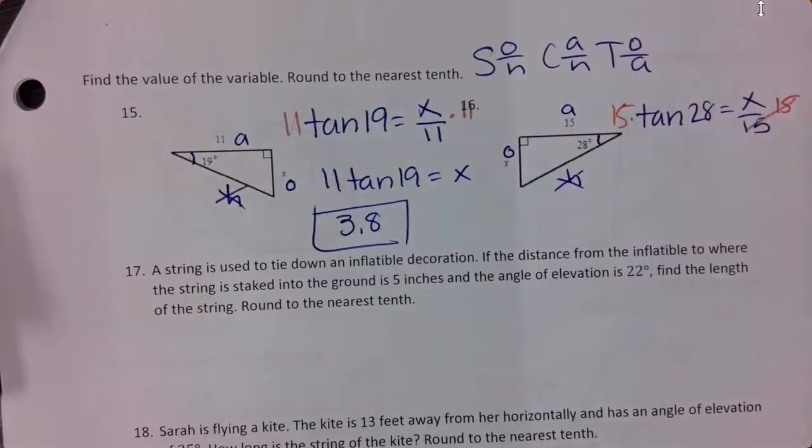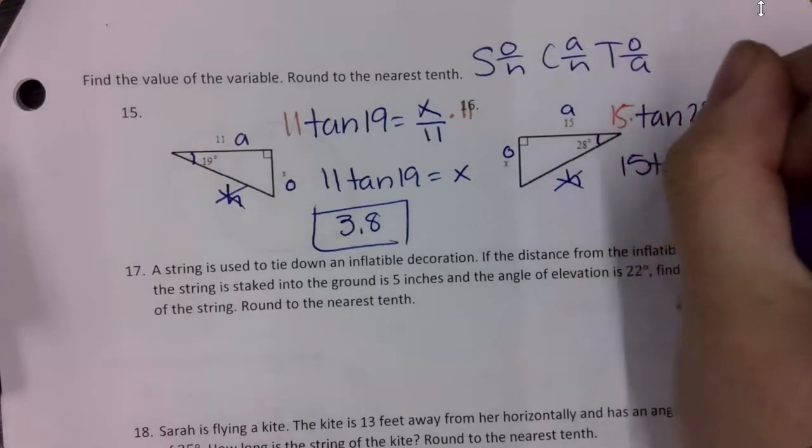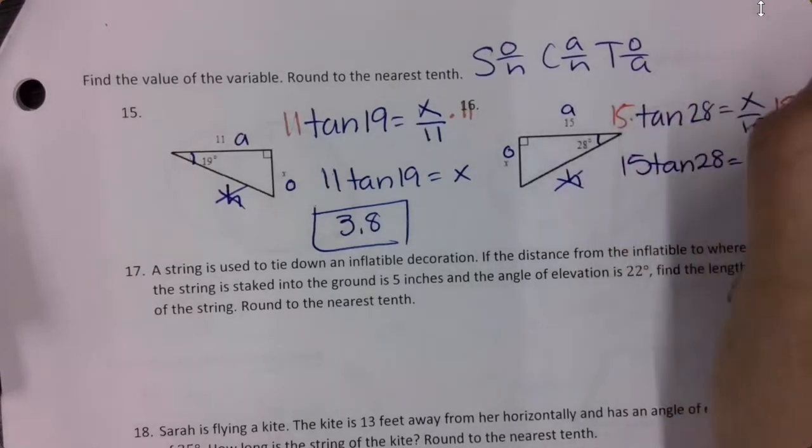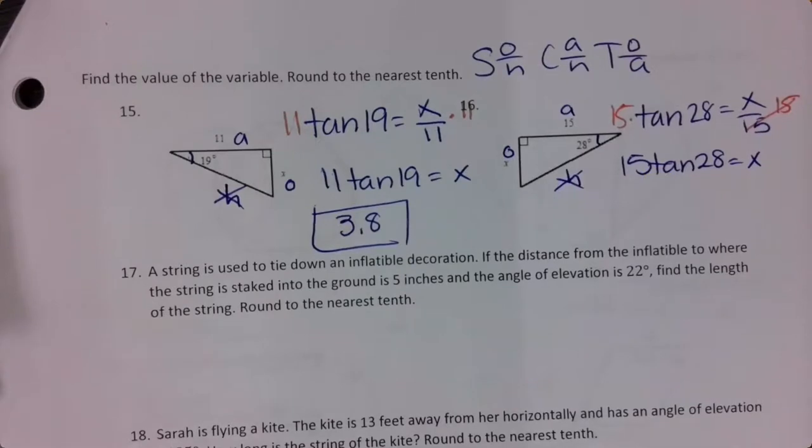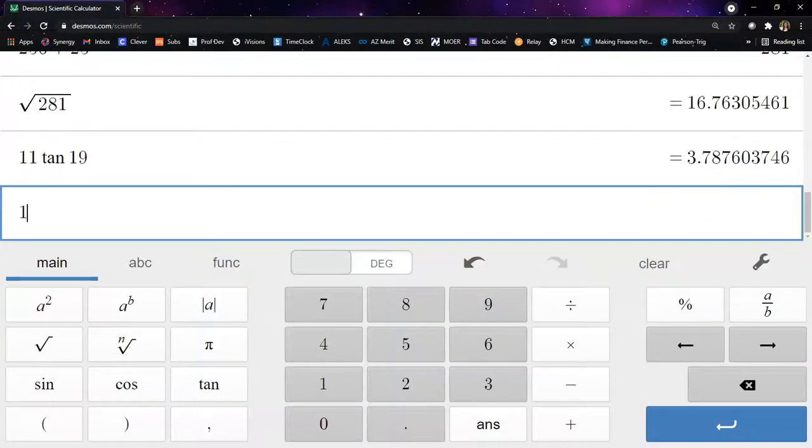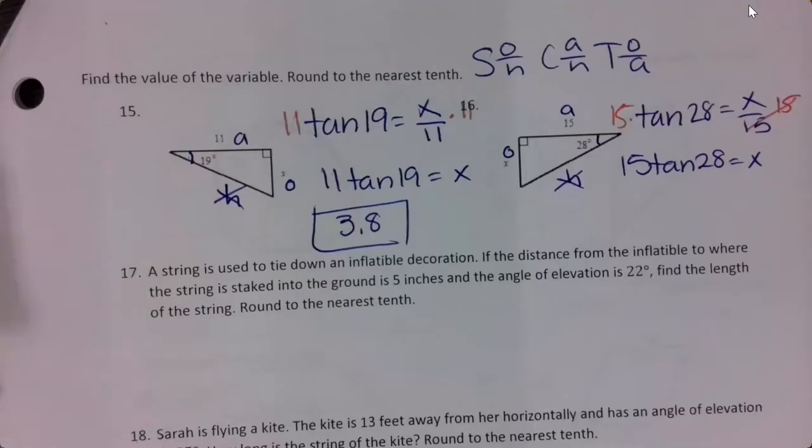That is going to give me 15 tangent 28. So that's what I'm going to go ahead and type into Desmos. Which is going to give me, if I round to the nearest tenth, looking at this 7 to round up that 9, which is going to turn this into 8.0.